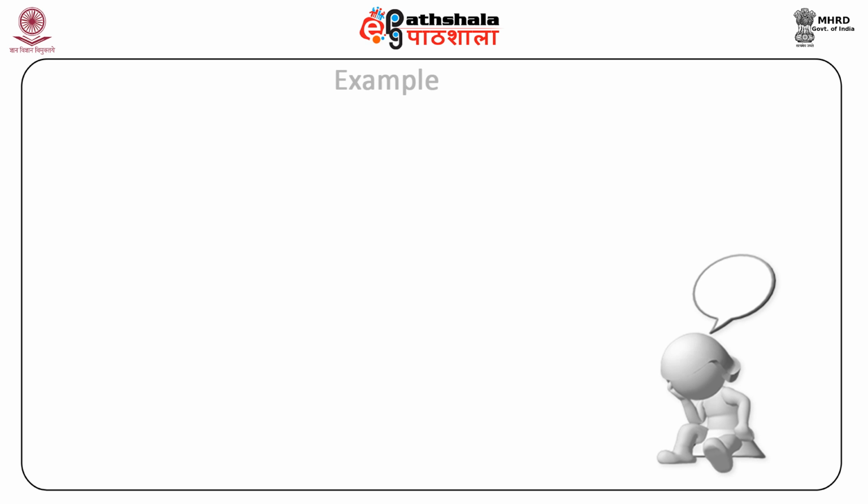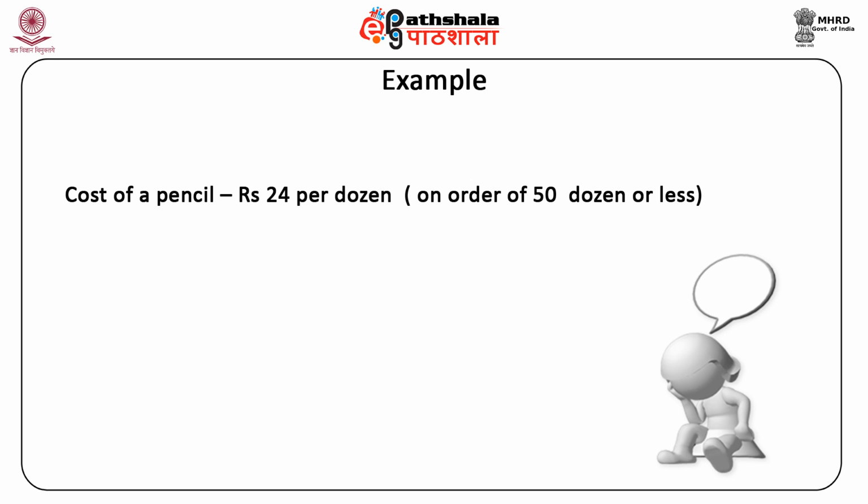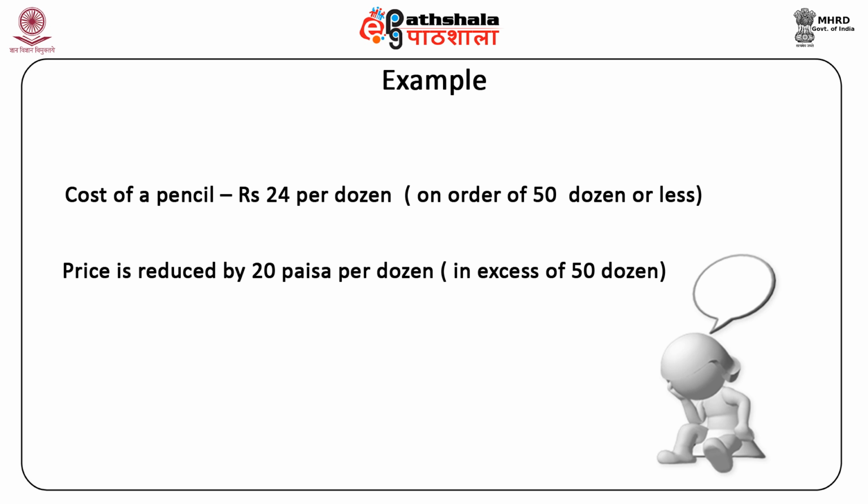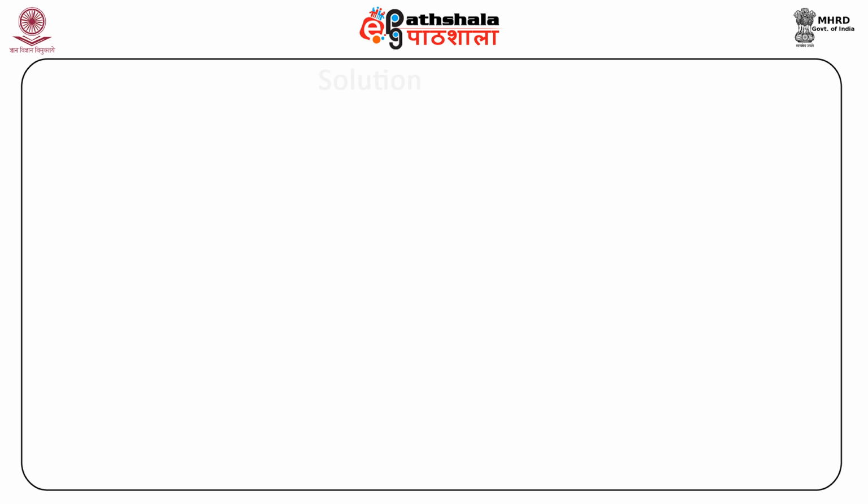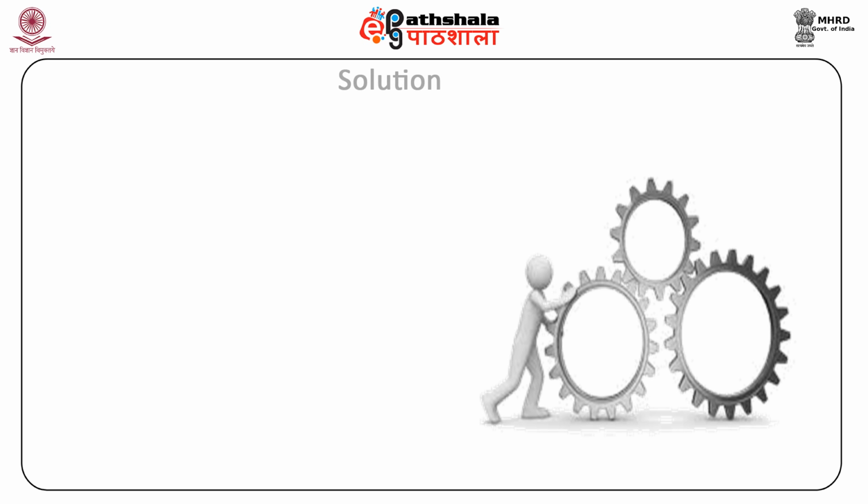Let us understand the economic applications now with some examples. To start with, we look at an example involving the first economic application, that is revenue maximization. Consider a wholesaler of pencils who charges rupees 24 per dozen on an order of 50 dozen or less. For an order in excess of 50 dozen, the price is reduced by 20 paise per dozen in excess of 50 dozen. We have to find the size of the order which maximizes his total revenue. Now let's take a look at the solution to this problem.